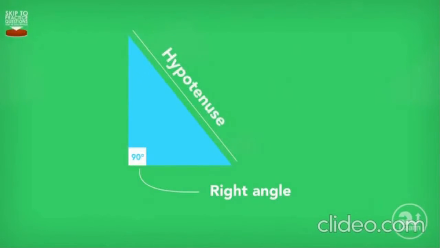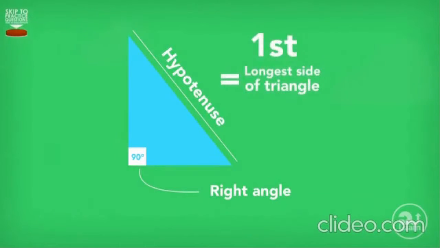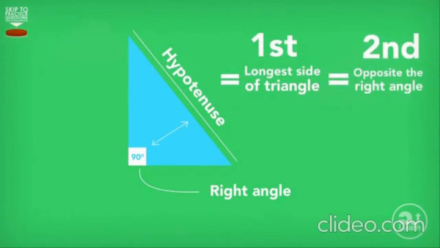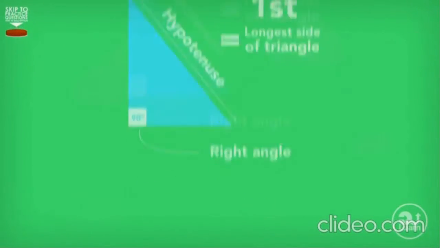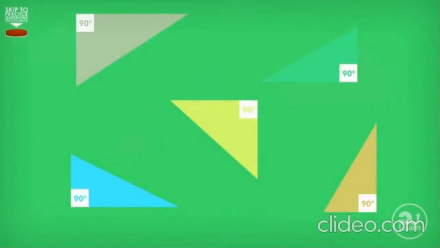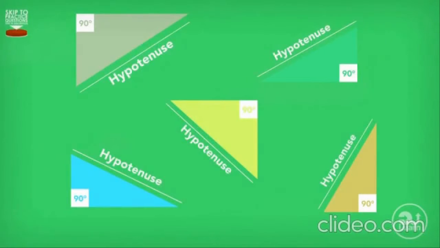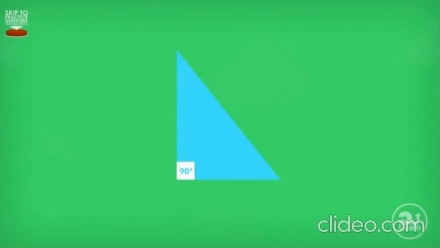As we know, there are three sides in a triangle, and the side which is opposite to the right angle is the hypotenuse. There are two ways to find the hypotenuse. The first one is the longest side of the triangle, and the second one is the side opposite to the right angle. Here are some examples, a list of triangles, and the longest side is the hypotenuse, the side which is opposite to the right angle.